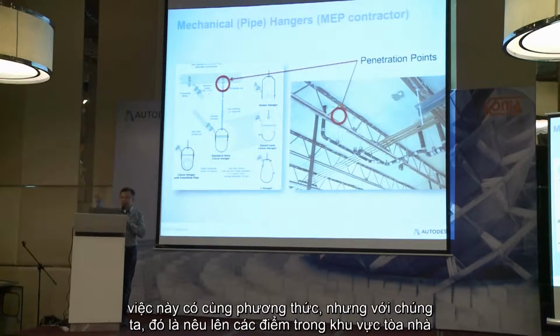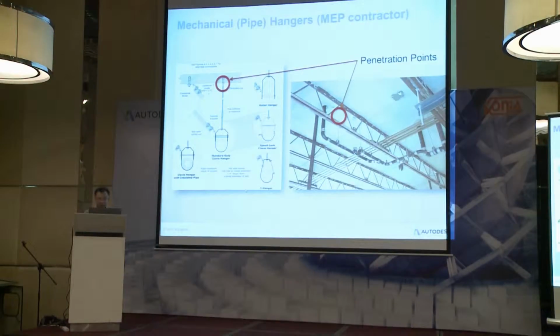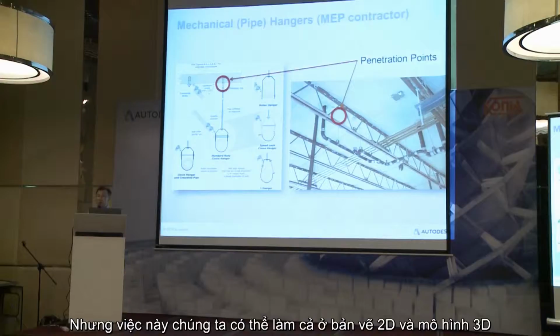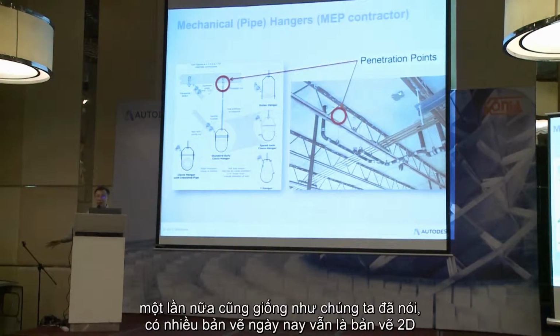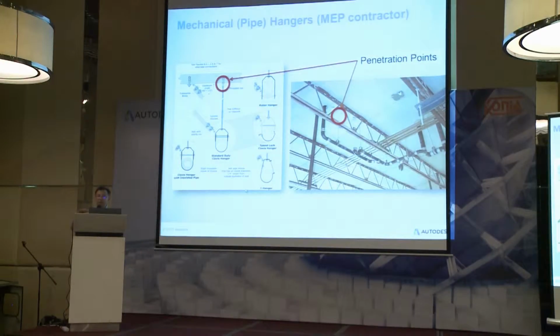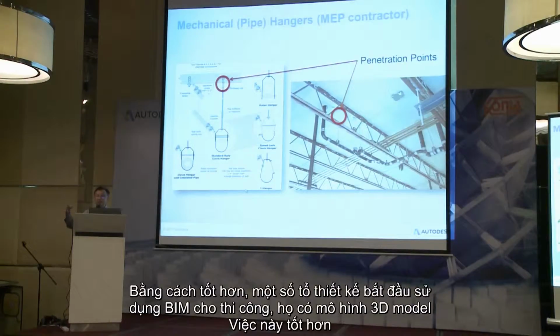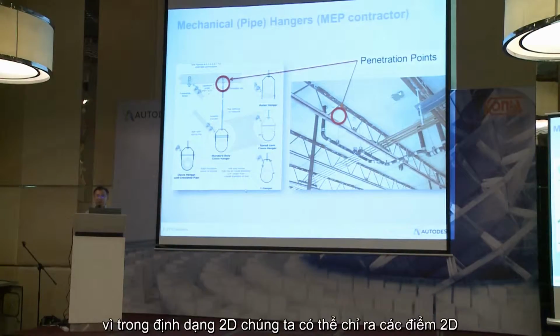The building area, right? But this one, we can do both the 2D drawing and the 3D model. Again, the same as QTO, because a lot of the drawing nowadays in the field is 2D, right? In a better way, some of the designers start to use BIM for the construction. They have to do a 3D model. That is better, because in 2D, we can take our point in 2D, right?